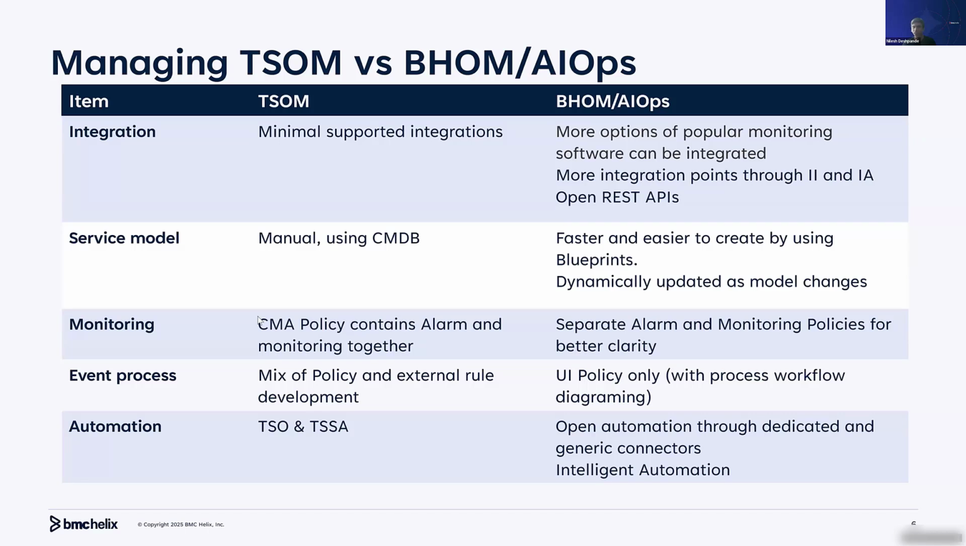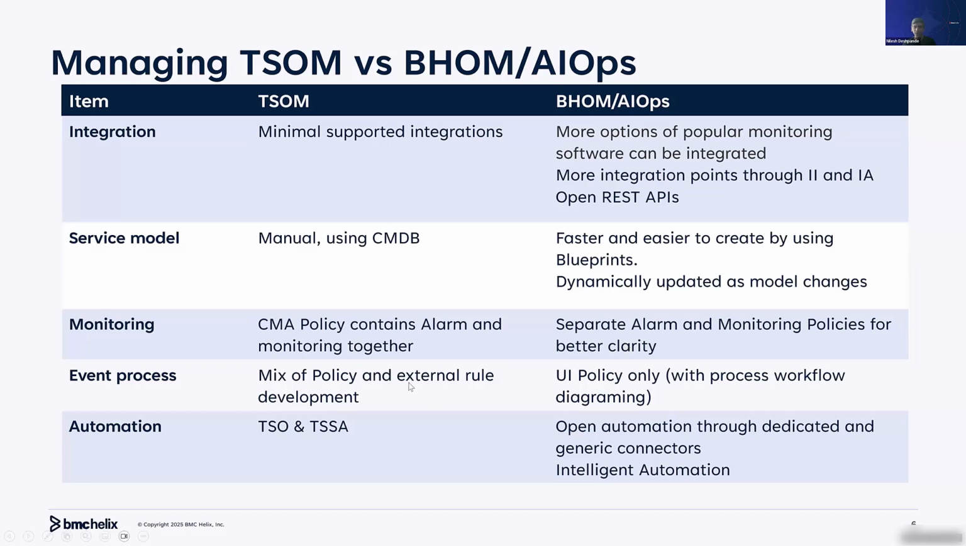For the service model, it was done manually, mainly based on the CMDB, whereas in BHOM AIOps, we have something called a blueprint. When you have the necessary CIs detected, on click of the creation of the service model using the blueprint, the model just gets created very fast and easy, a very good feature. For monitoring, in the case of TSOM, you had the CMA policies, which covered the alarms and the monitoring both together. Whereas in BHOM AIOps, they are separated, and that gives better clarity. Both have a different implementation in the UI, and they are separated.